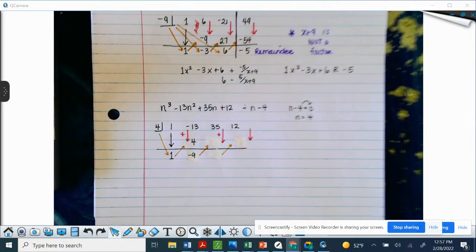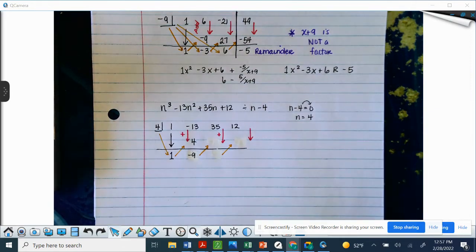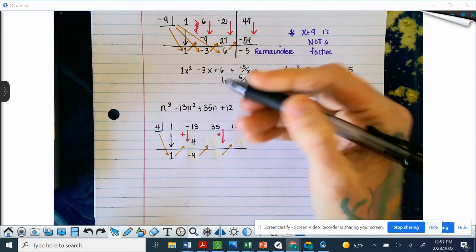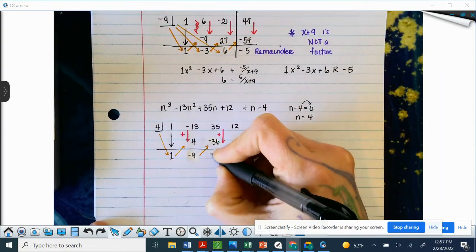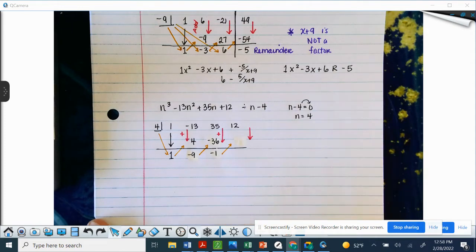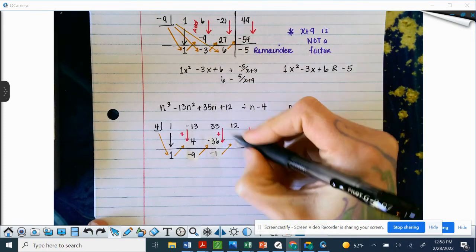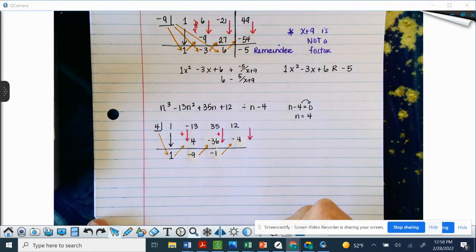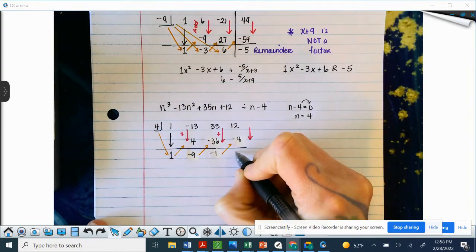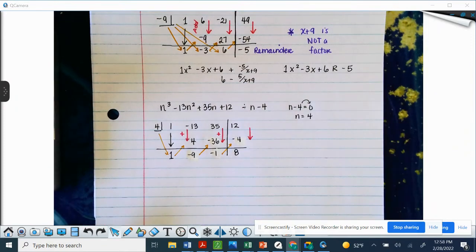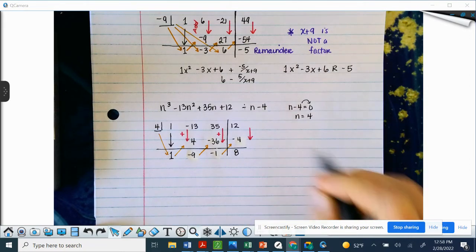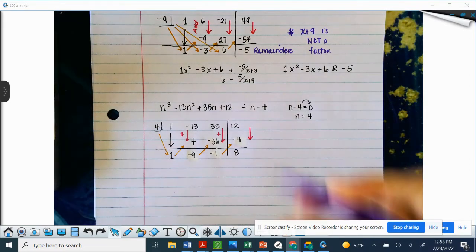So backing up, 4 times a negative 9 is going to be a negative 36. It's going to give us a negative 24 if we add them together. 4 times negative 24, negative 96. And that's going to give me negative 84. Always check me. Definitely human. And then, again, that means we have a remainder, so hopefully sooner than later our brains will be trained to be like, okay, not a factor. So not a factor.